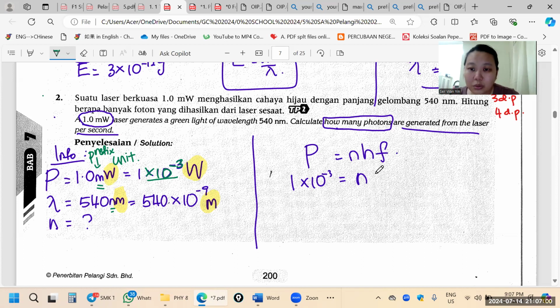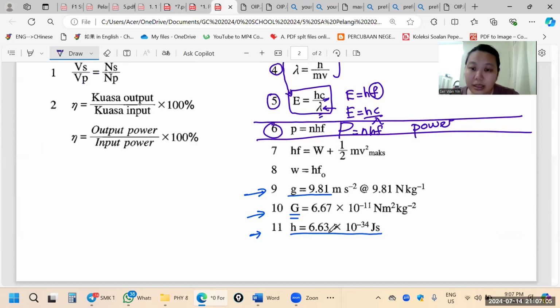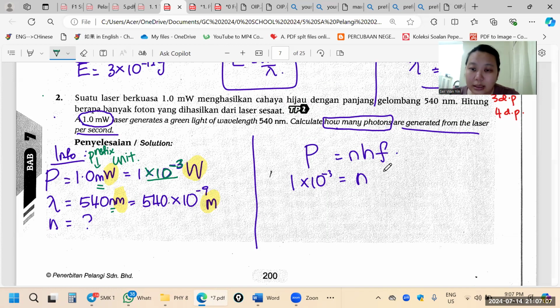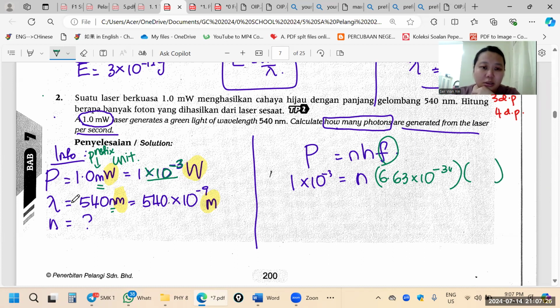So H is given in the formula, 6.63 times 10 to the power of negative 34. Is the frequency given or not? Frequency is not given. What's wrong? How? No frequency. But we have lambda. How?